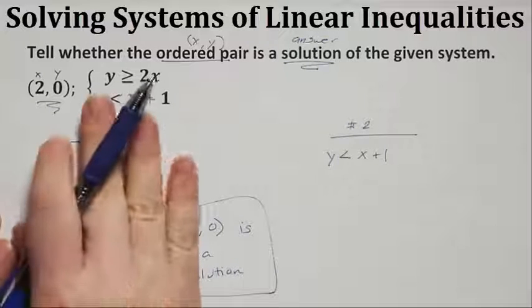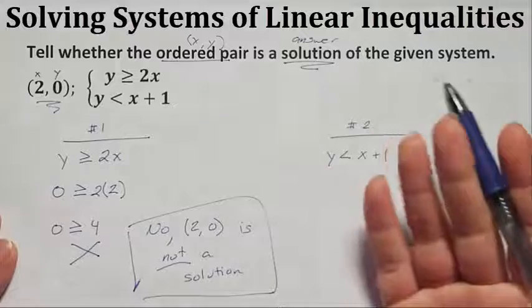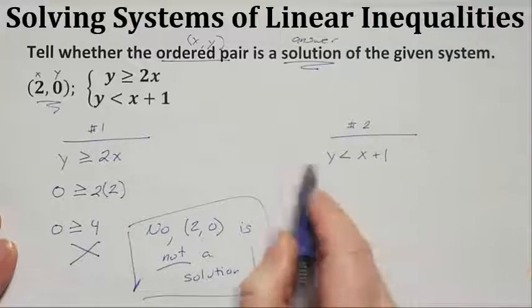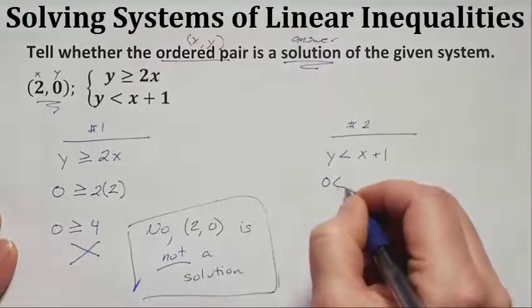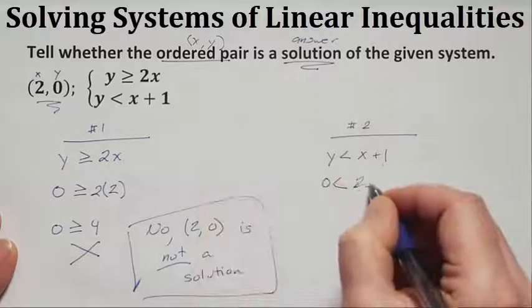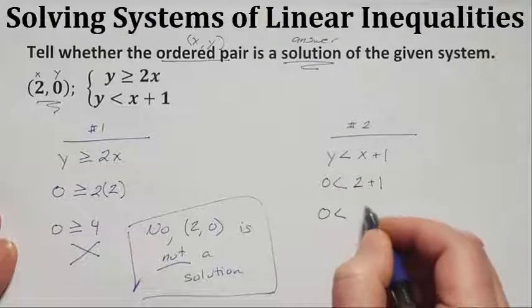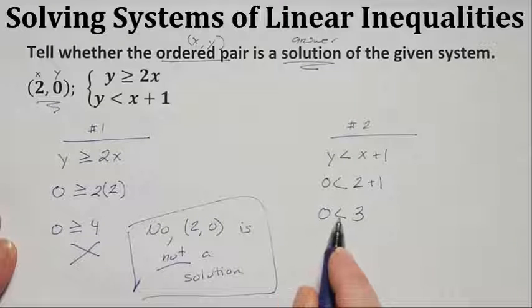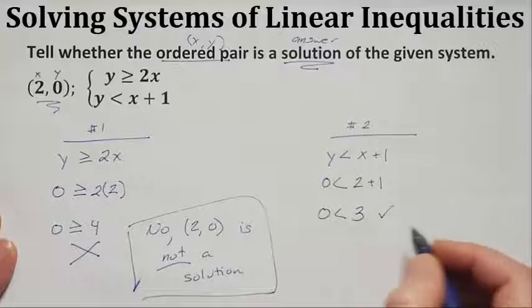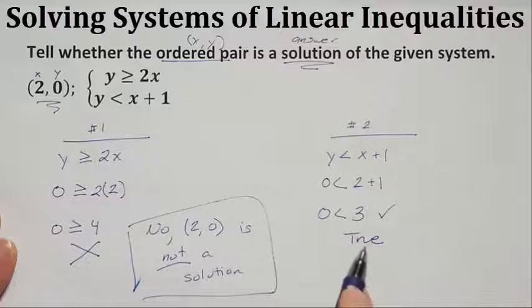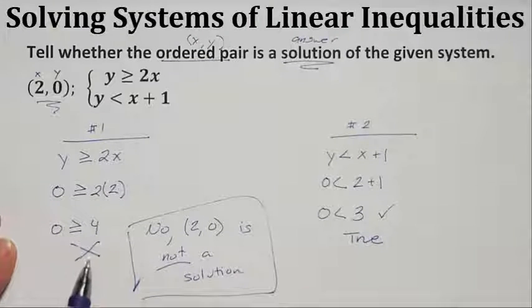Now let's pretend it did work for equation number 1. You always still need to check equation number 2. So y was 0, less than, x was 2 plus 1. 0 is on the left, less than, 2 plus 1 is 3. Is 0 smaller than 3? 0 is smaller than 3. This statement is true, but it honestly still doesn't matter because number 1 did not work. So if you check them both and one of them does not work, no, it cannot be a solution.